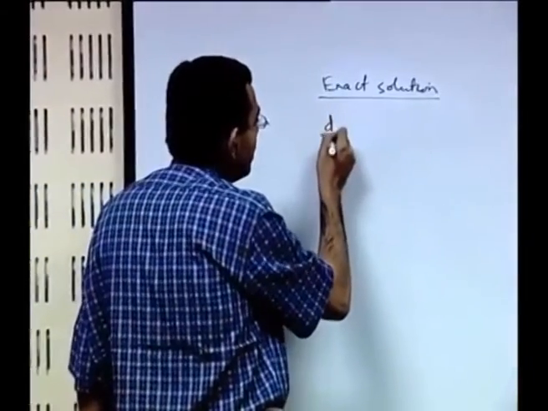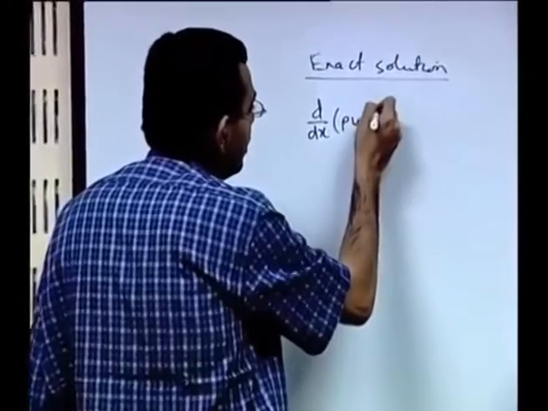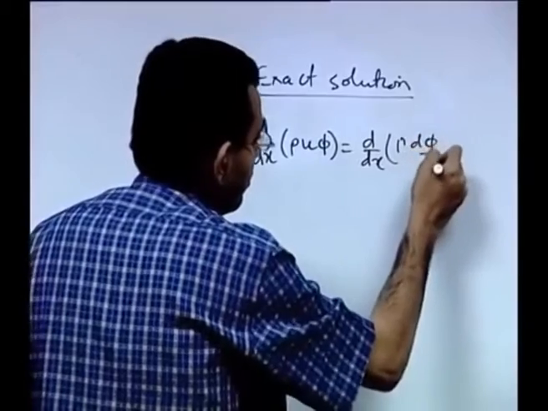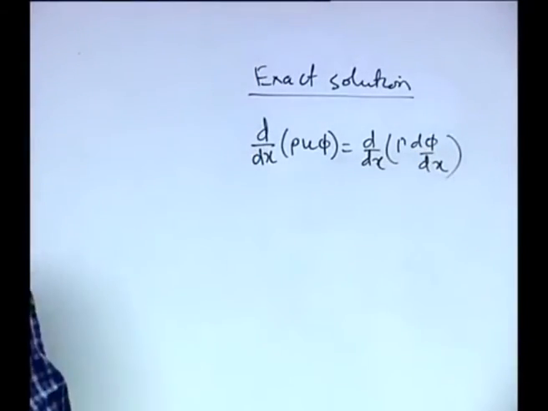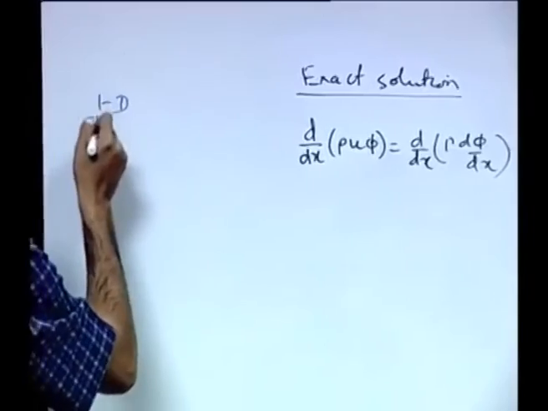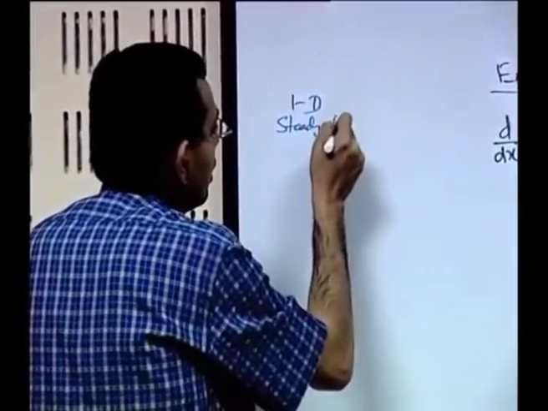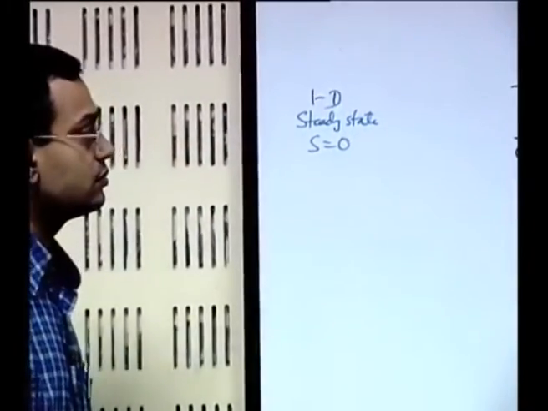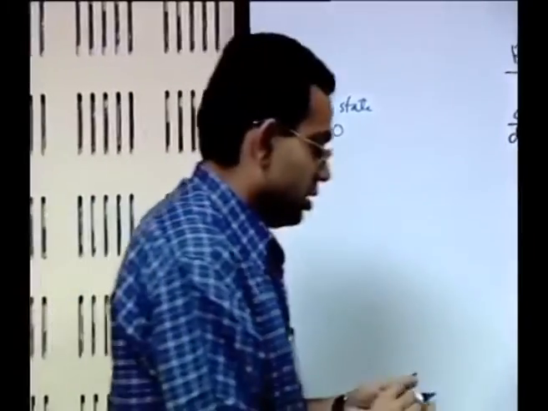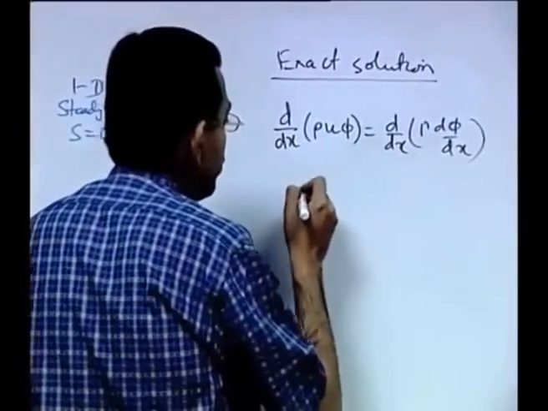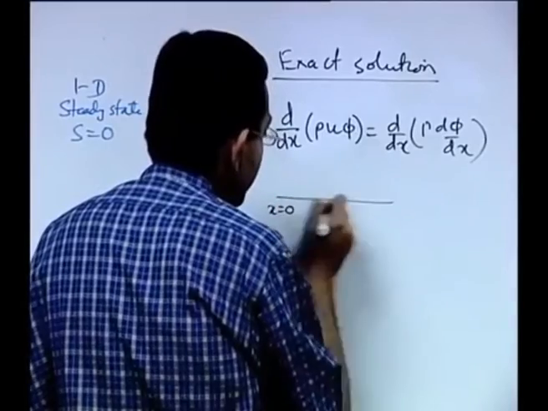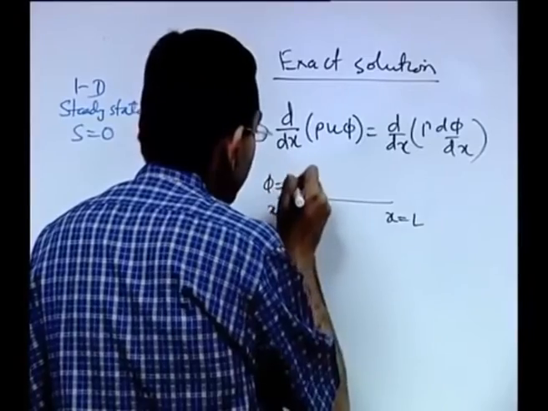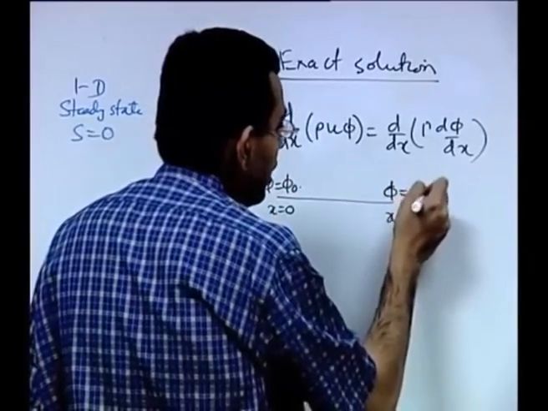So, the governing differential equation is d/dx of (rho u phi) equals d/dx of (gamma d phi/dx). What are the assumptions? One dimensional, steady state and source equal to 0. Let us say that this equation needs to be solved between x equal to 0 and x equal to L. The boundary condition is phi equal to phi 0 at x equal to 0 and phi equal to phi L at x equal to L.